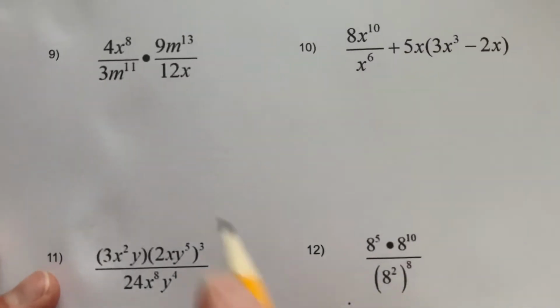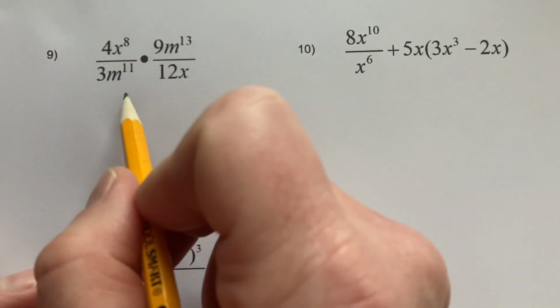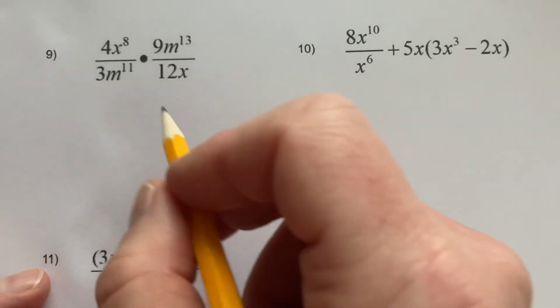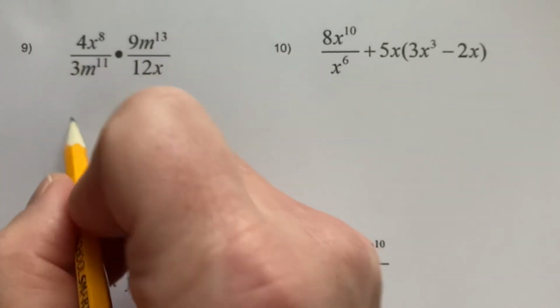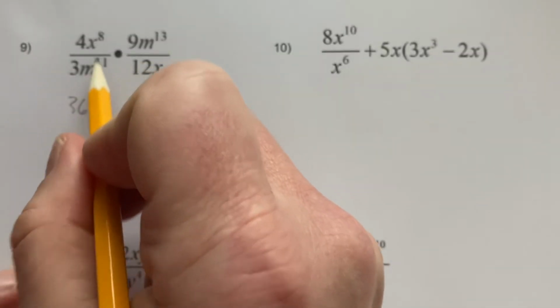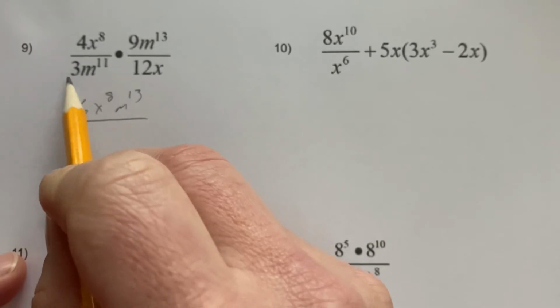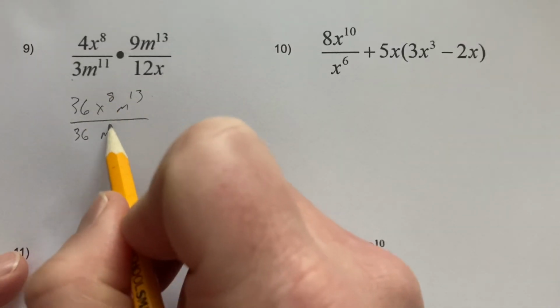All right, number 9. You've got an option here. You can multiply these together first and then try to simplify, or you can do some cross canceling. Probably the easiest at this point is to go ahead and multiply. So 4 times 9 on the top is 36. We'll have that x to the 8th, m to the 13th. On the bottom, 3 times 12 is 36. We got an m to the 11th, x.